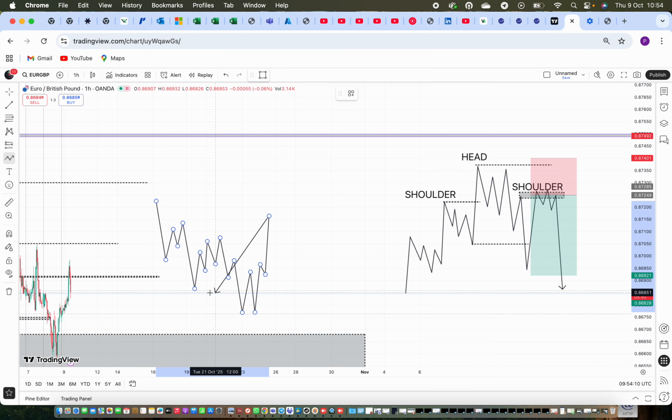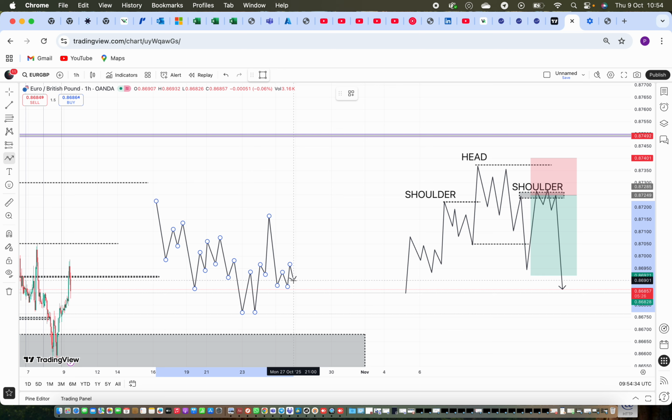So remember, we can say this is our left shoulder and this is our right shoulder, and this is our head. Now we are expecting price to trade back to this zone, take out this right shoulder that is formed and give us a sort of confirmation that price has shifted structure as well.